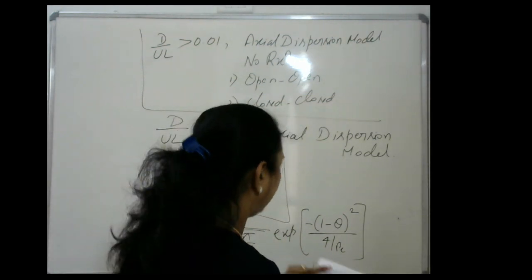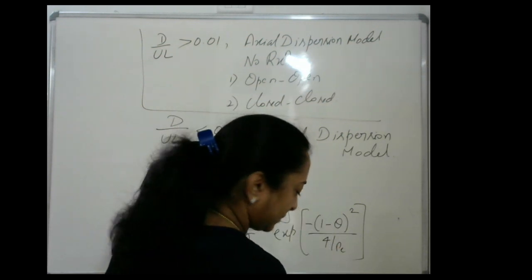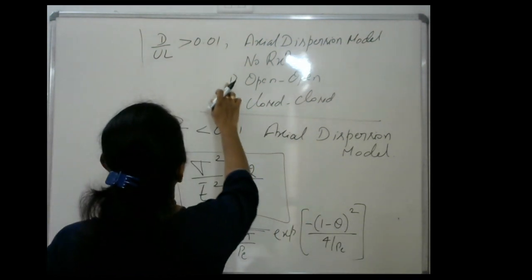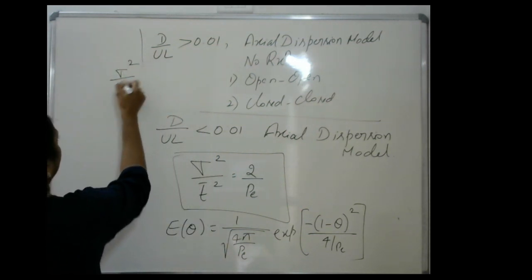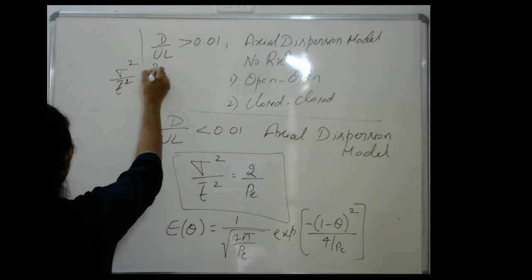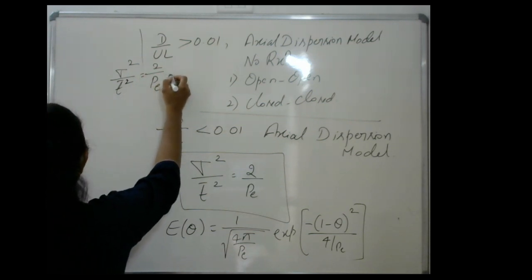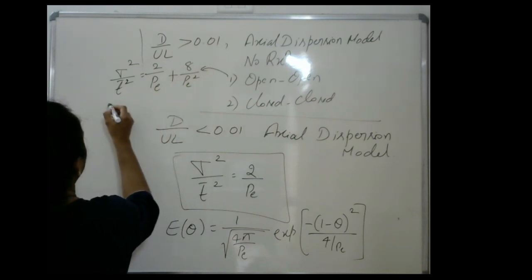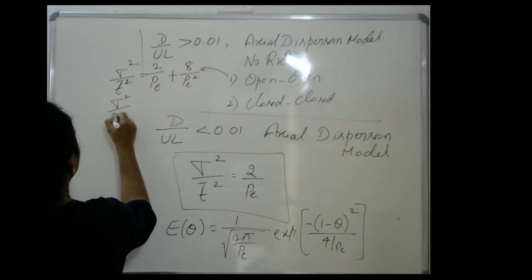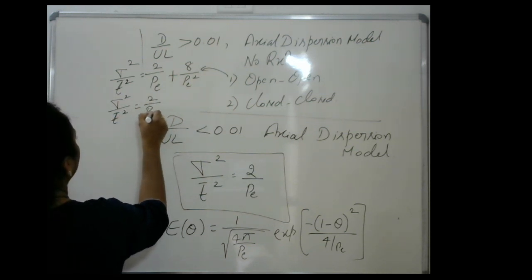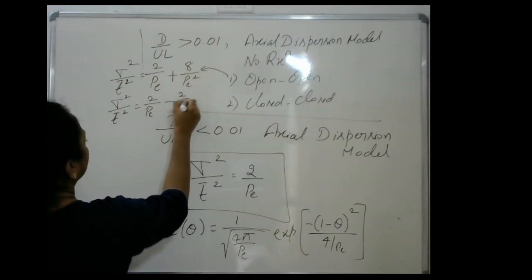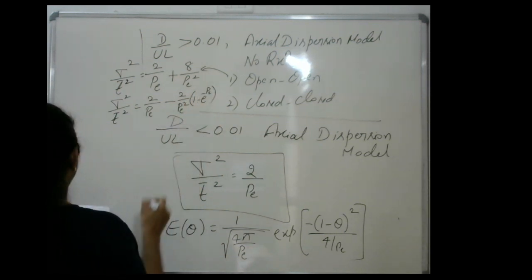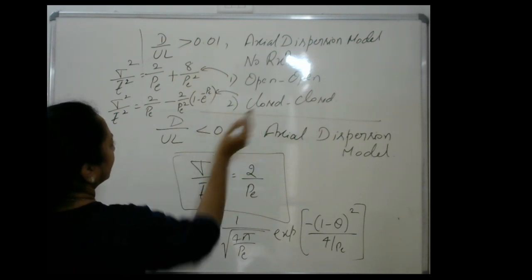And let me just write the equations for open and closed vessels also. It's just a recap. For open, sigma square by T bar square is equal to 2 by PE plus 8 by PE square. And for closed, sigma square by T bar square is equal to 2 by PE minus 2 by PE square into (1 minus e to the power of minus PE). This is your equation for closed vessel.